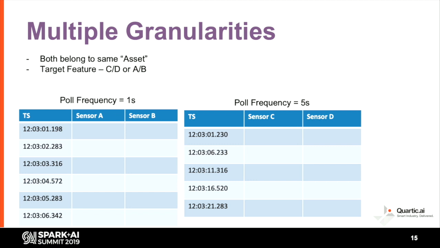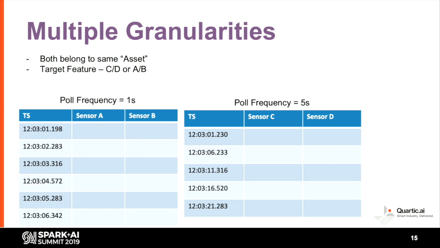So in this case, we have the sensors A, B, C, and D. They all four belong to the same asset or equipment, but they have different granularity. While sensor A and sensor B are polling at 1 second interval, sensor C and D are polling at 5 second interval. So depending on the kind of model that we are building, if the target is sensor A, one would typically want to have the values from... so if the target is sensor A, and in this case, let's assume that the features are sensor B and sensor C.